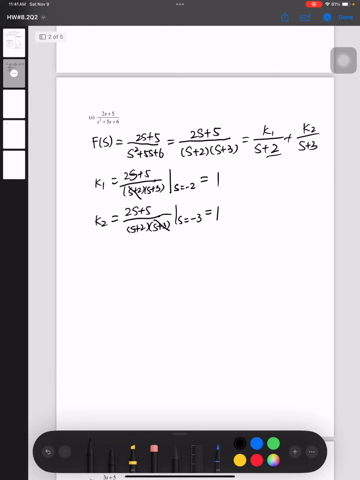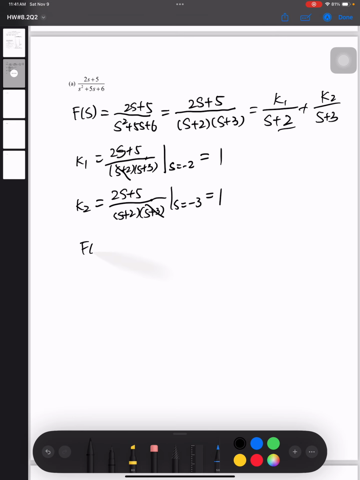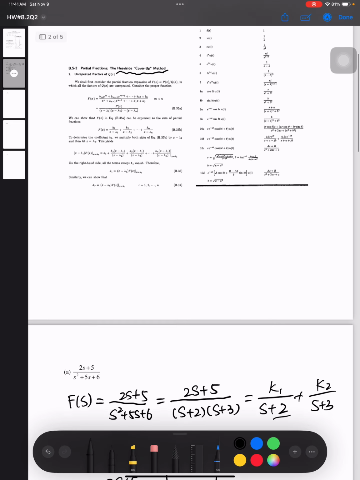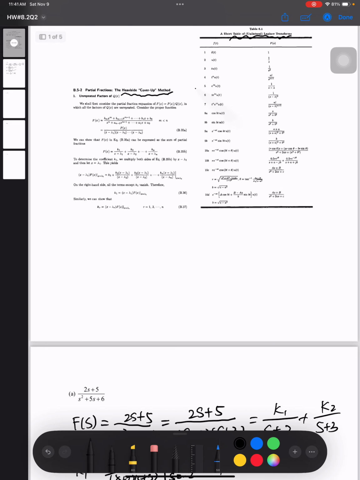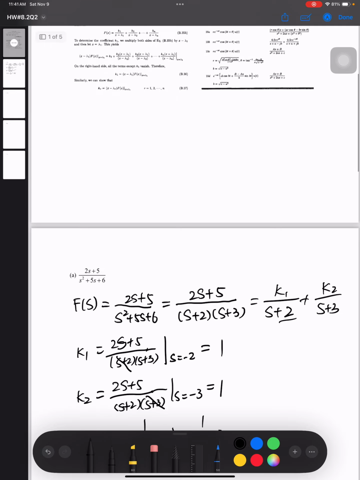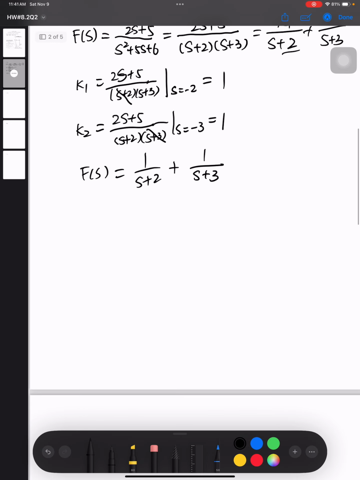So F(s) equals to 1 over s plus 2 plus 1 over s plus 3. And we use this table, which is pair 2, so we can get the inverse Laplace transform, which is f(t) equals to e to the minus 2t plus e to the minus 3t, u(t).